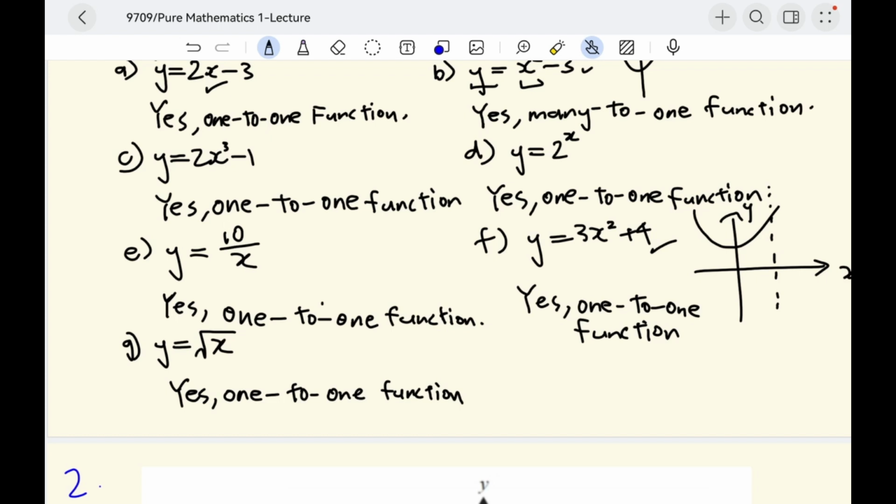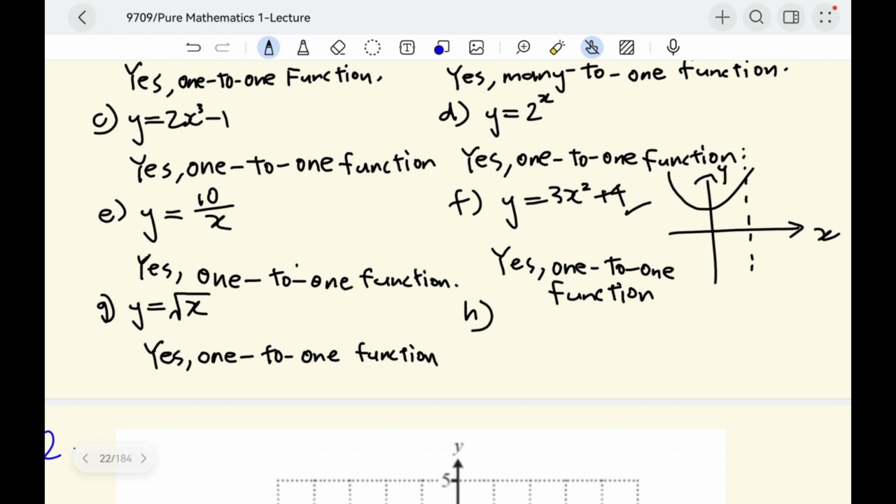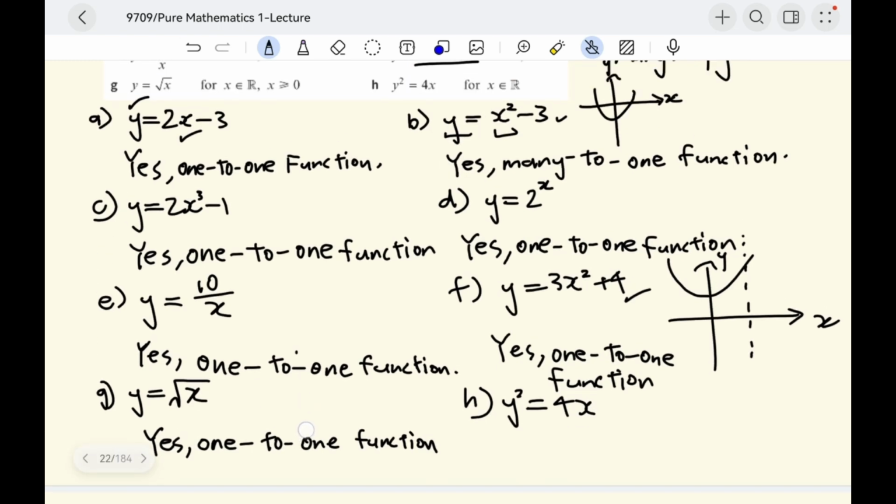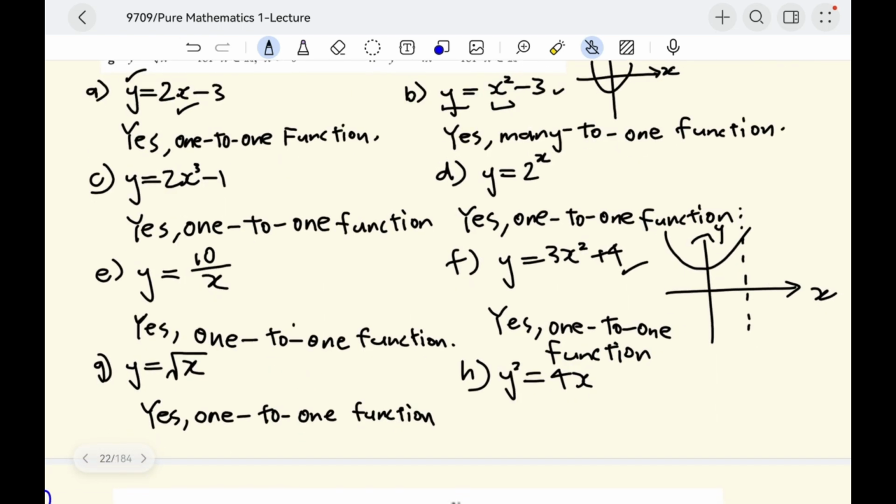So let's take a look at h, the final part, which is different. It gives y squared equals 4x for x all real numbers. Is it a function? Many students will initially answer that it is a function. In fact, the answer is no. It is not a function.